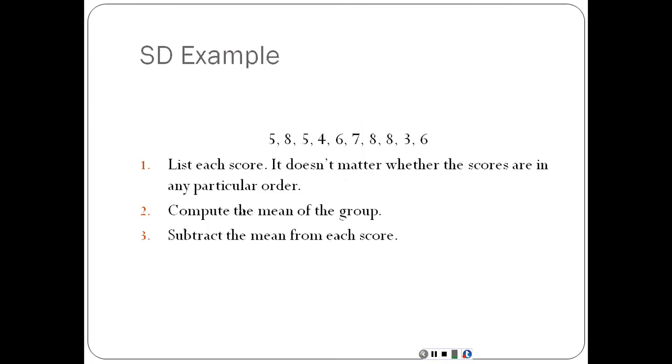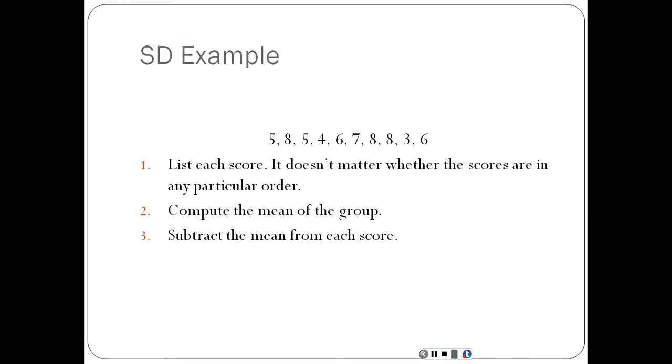So let's look at an example here. We're going to go step by step. I'm going to explain exactly how to find the standard deviation. For instance, if we have a set of 10 scores, first we're going to list the scores. It doesn't matter whether the scores are in any particular order, you're just going to list them. And then next, you're going to compute the mean of the group. Find the mean.